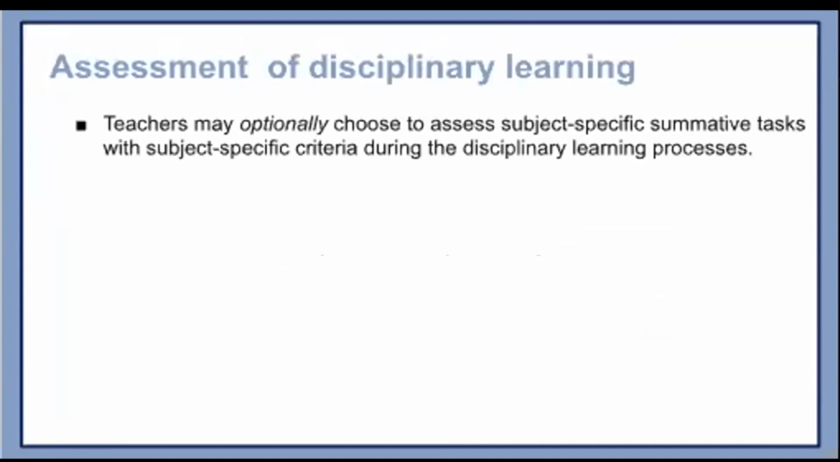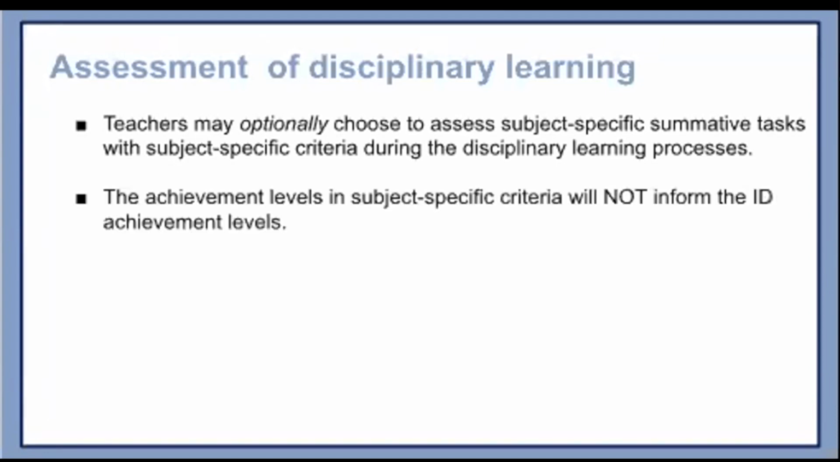Teachers may optionally choose to assess the subject-specific summative tasks. During the disciplinary part of the learning process, you can now have, or it's encouraged to have, subject-specific summative tasks, like a mini summative, a mini project. And those are assessed with subject-specific criteria. Those achievement levels in those subject-specific tasks do not inform the ID achievement levels. That's a change because we're analyzing. We're not just demonstrating knowledge anymore.